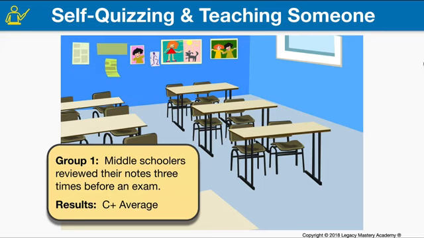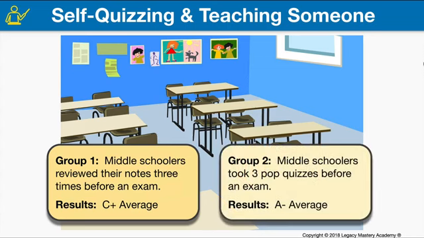They had a C+ average on the exam, but when a similar class completed 3 pop quizzes before taking the same exam, they had a class average of A-. The group who reviewed or just reread their notes didn't do well, and this is a trap that students fall into. So teach your students the difference.